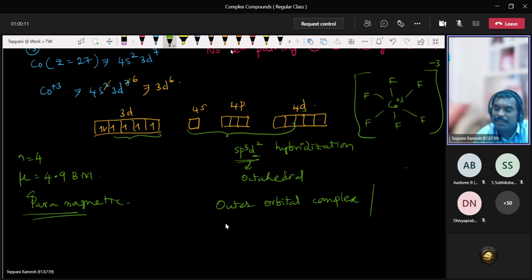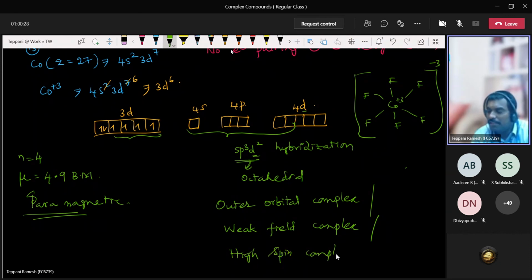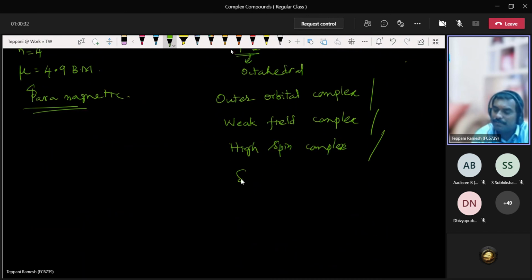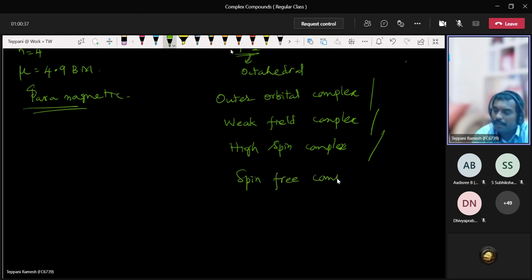High spin. So weak ligand field is there. So it is called a weak field complex. It is also called a high spin complex. Also called a spin free complex. Outer d orbital utilized, so it is an outer orbital complex.